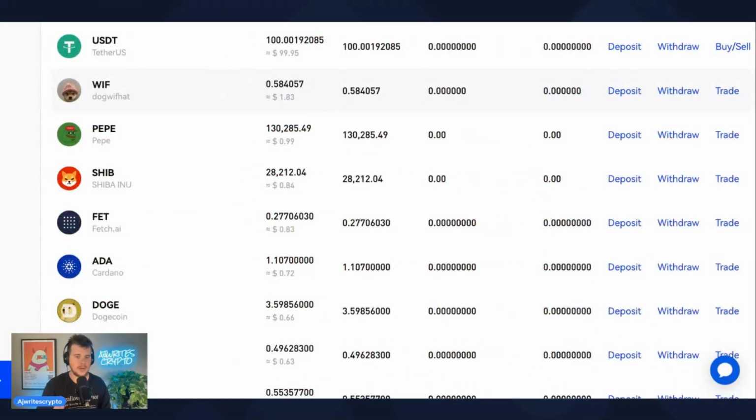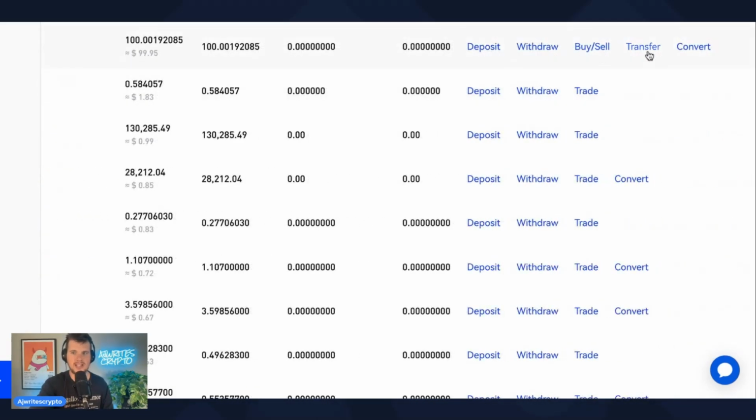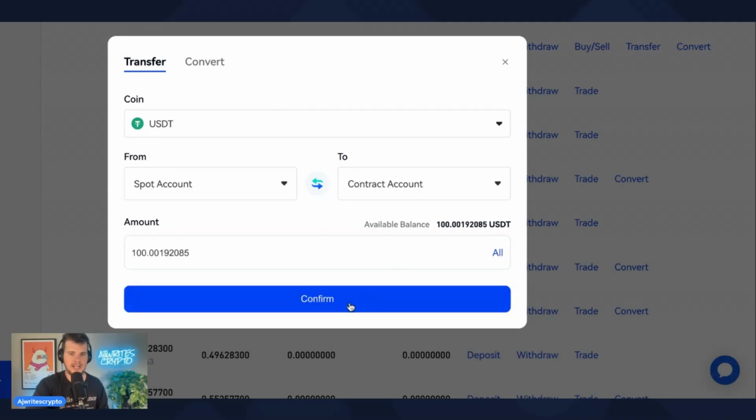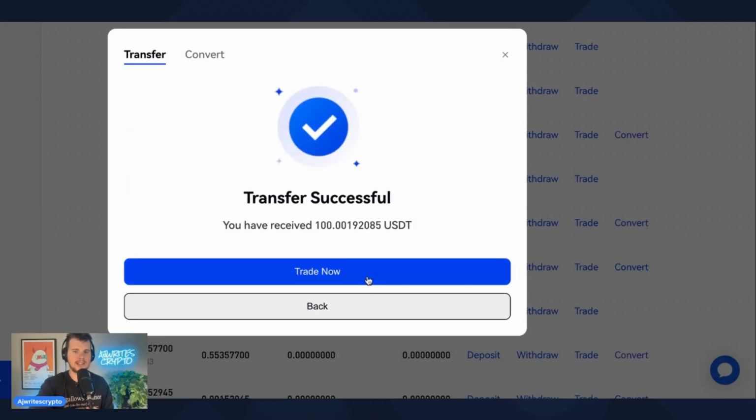All right, so the first thing you have to do is transfer your money from your spot wallet to your contract wallet. Okay, so right here I have $100 in Tether in my spot wallet. I'm going to go over here to transfer. I'm going to click transfer coin USDT from spot account to contract account. I'm going to click all for $100, click confirm. And just like that, boom, I have $100 over in my contract account to leverage trade with.